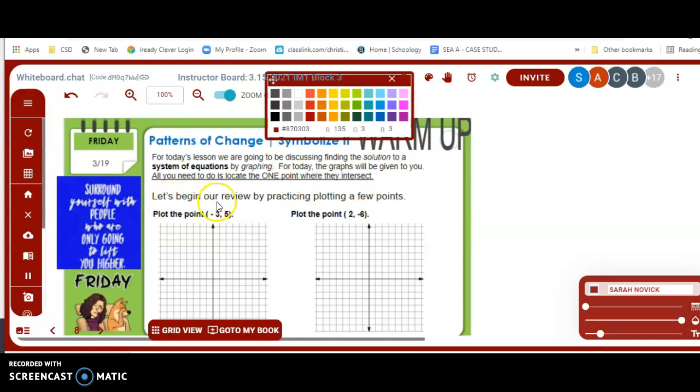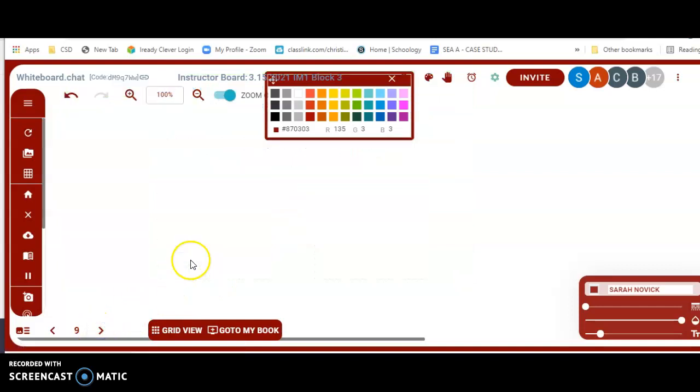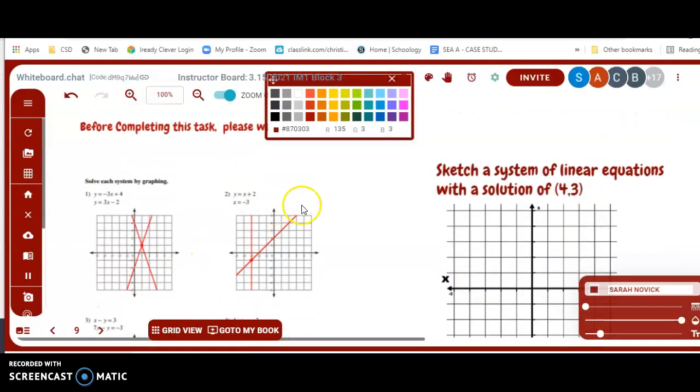So we're going to begin our review by practicing plotting a few points. On these two graphs below, you want to plot the point (-3, 5) and (2, -6). Then you can move on to the next slide. On the next slide, you'll see the work for today. Embedded in this slide may be a video of exactly me talking right now.